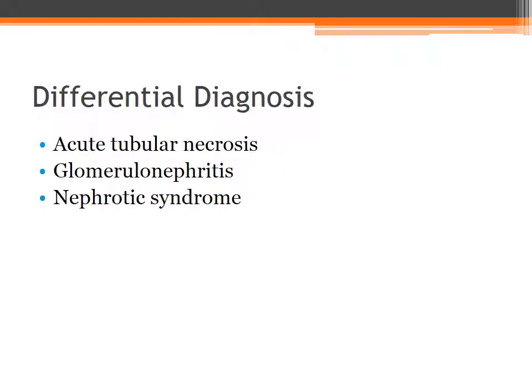Another possible diagnosis would be glomerulonephritis due to the sudden onset of hematuria and proteinuria, along with the elevated BUN and creatinine levels. The third differential diagnosis would be nephrotic syndrome due to the kidneys losing their ability to filter blood because of the damaged glomeruli, and therefore waste products are building up quickly in the patient's system.